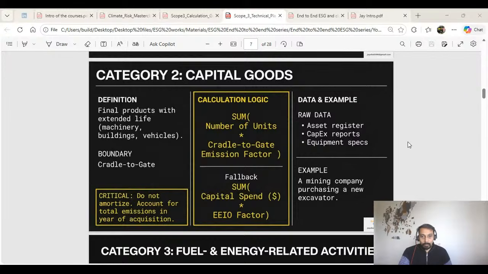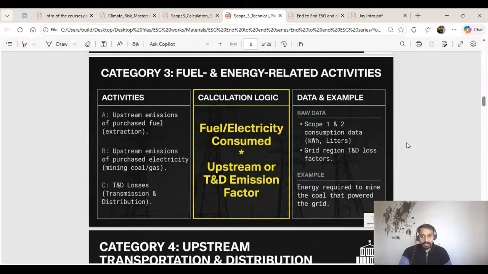Category 3 is fuel and energy related activities, which is different from the fuels and electricity already reported in Scope 1 and Scope 2. As I mentioned in category 1, one example is diesel and petrol. Similarly, this diesel and petrol data will be covered under this category, fuel and energy related activities, from where you are using the fuel and the energy.